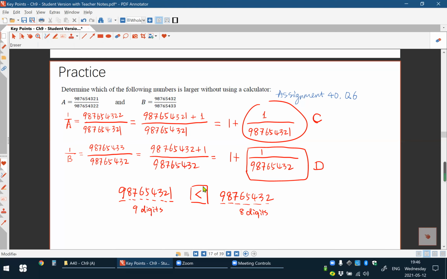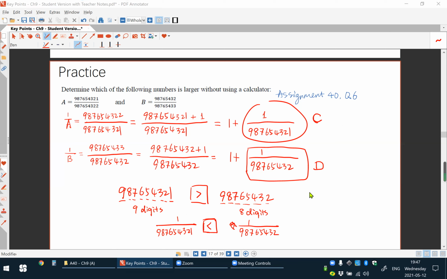So left-hand side, right? Okay, left-hand side is larger. So that means if we get their reciprocals, according to the rules we have learned, what symbol should I put here? If the denominator is larger and both of the two numbers are positive numbers, larger denominator means smaller numbers, right? So we should put a sign like this.